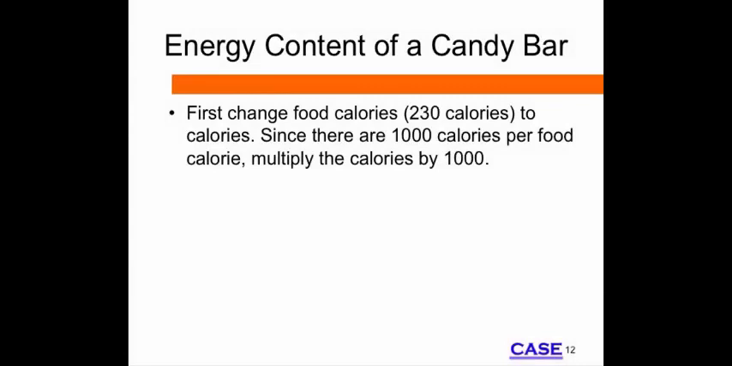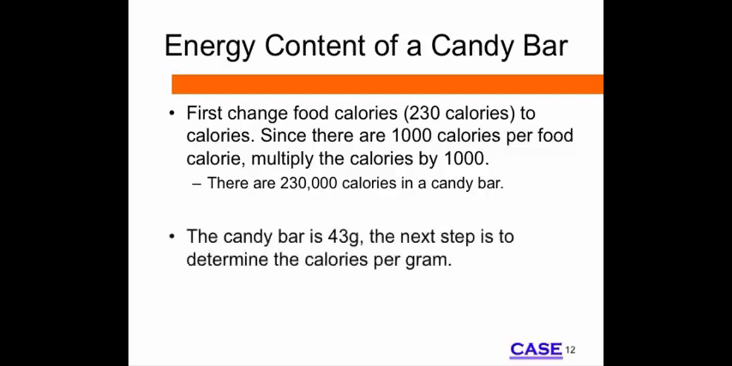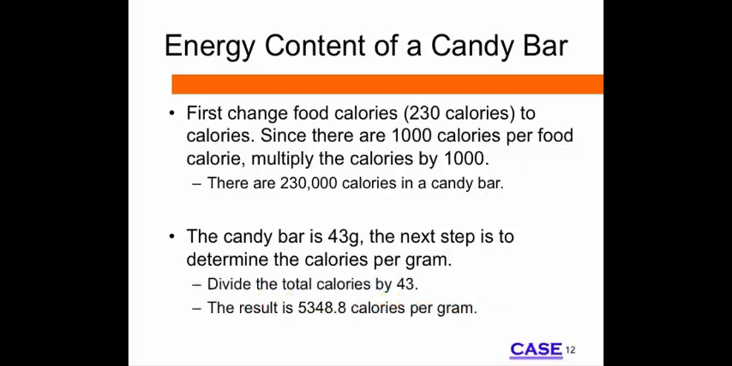Using a piece of paper, let's determine the energy content of a candy bar. First, convert food calories to calories. Since there are 1,000 calories per food calorie, multiply 230, the number of calories, by 1,000. The result is 230,000 calories. The next step is to determine the calories per gram. Divide the total calories, 230,000, by the weight of the candy bar, 43 grams. This calculation yields 5,348.8 calories per gram.